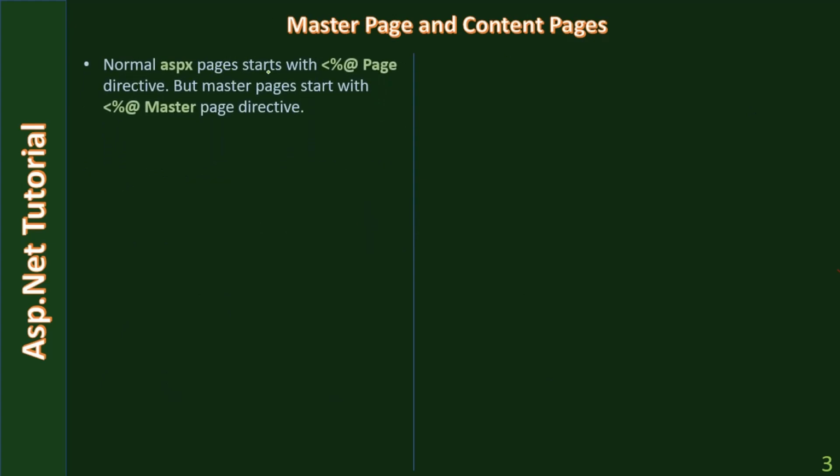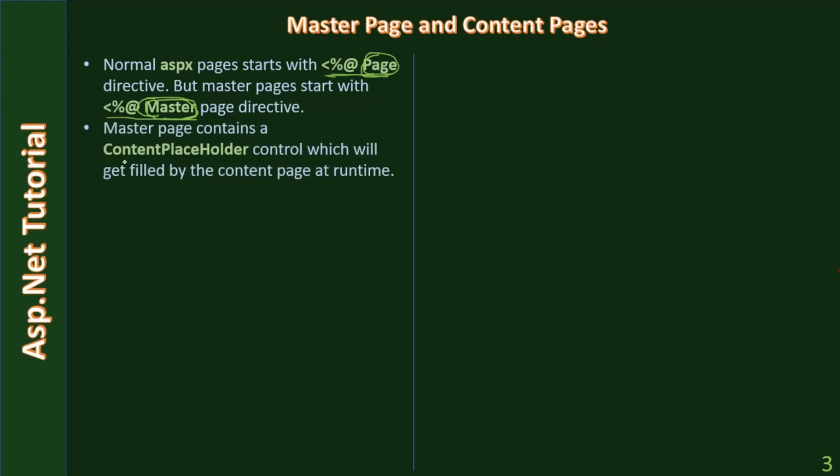Normal ASPX pages start with the percentage at the rate page directive. So that's for a normal ASPX file. But master pages start with at the rate master. So this is a child page, right? That's why you will see the page directive, Page. Here you will see Master instead of Page when it is a master page.